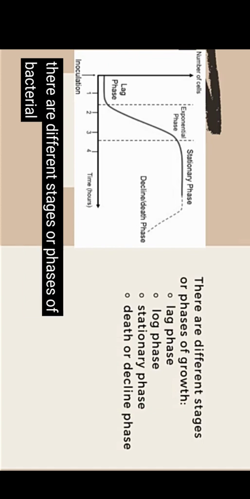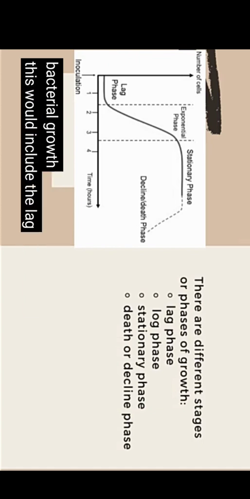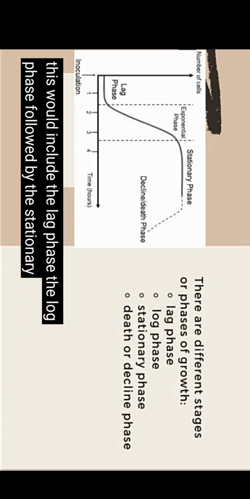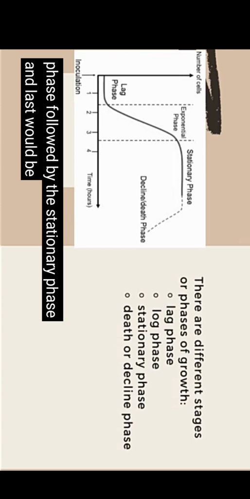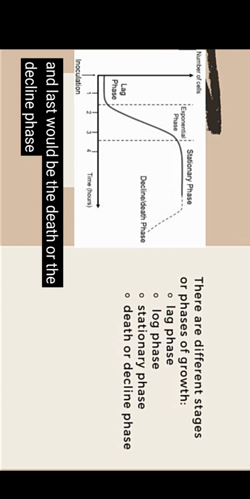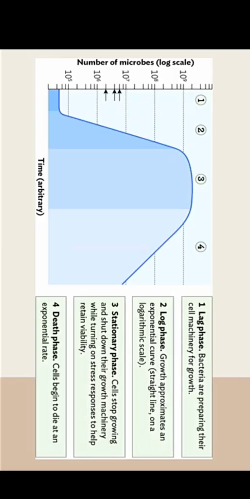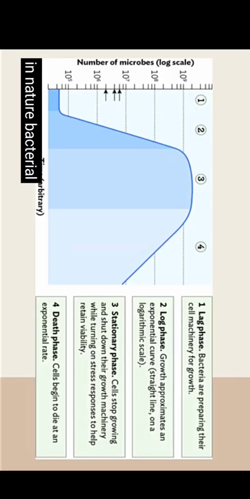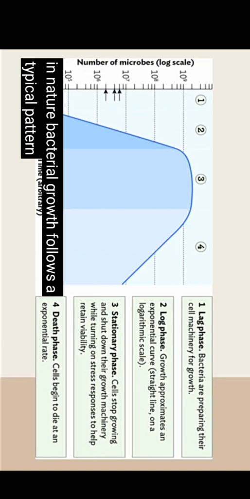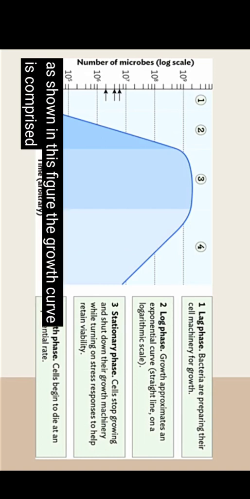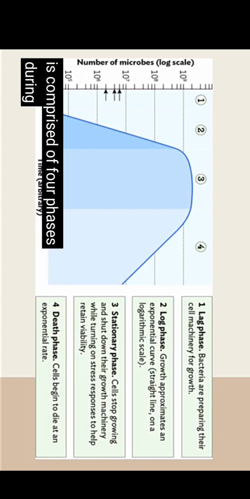There are different stages or phases of bacterial growth. This would include the lag phase, followed by the exponential phase, the stationary phase, and the last would be the death or the decline phase. In nature, bacterial growth follows a typical pattern as shown in this figure. The growth curve is comprised of 4 phases.